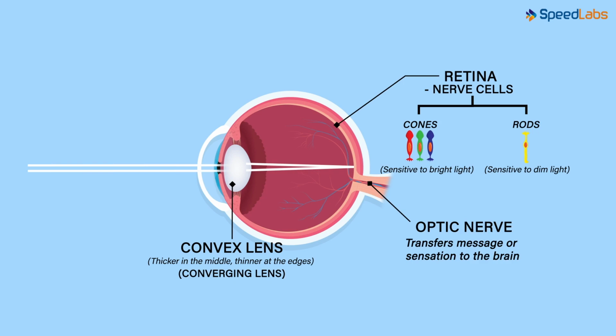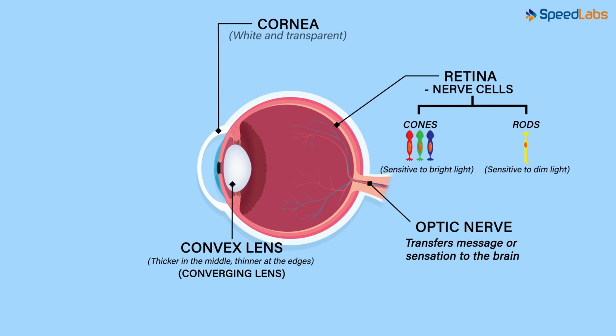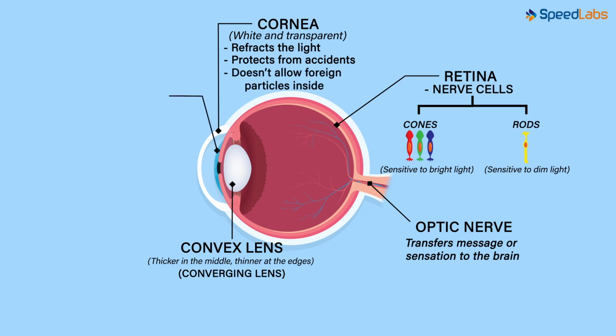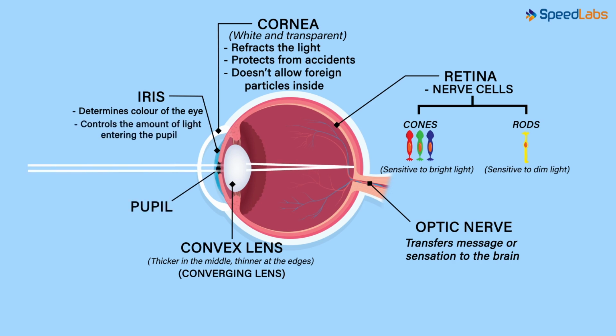Okay, let's quickly recap what we learned about the human eye. The human eye has a roughly spherical shape. The outer part of an eye, called the cornea, is a thick white transparent wall which protects the eye from accidents and keeps the foreign particles from entering inside. Behind the cornea, the colorful part of the eye, called the iris, is present. It has a small opening at the center called the pupil. Iris controls the light entering through the pupil by contracting and expanding.